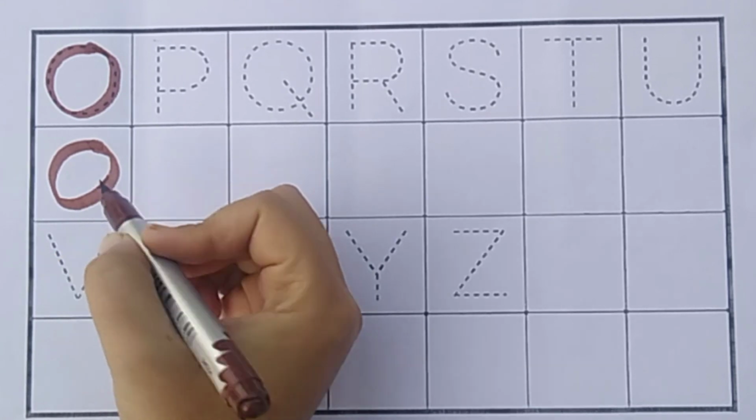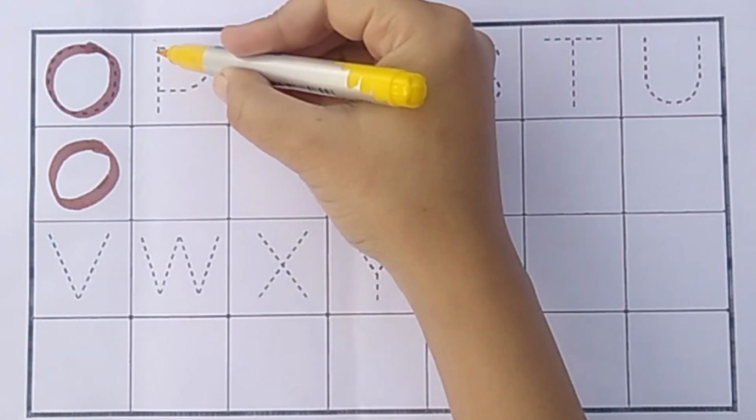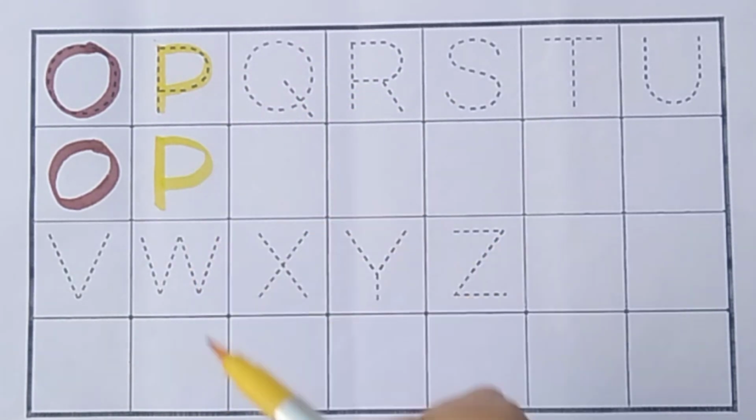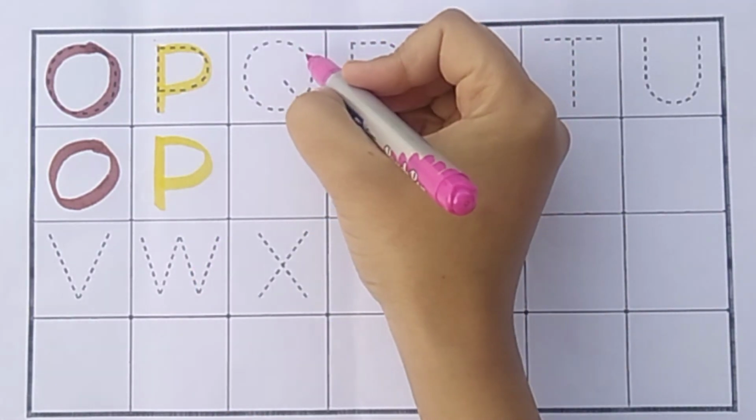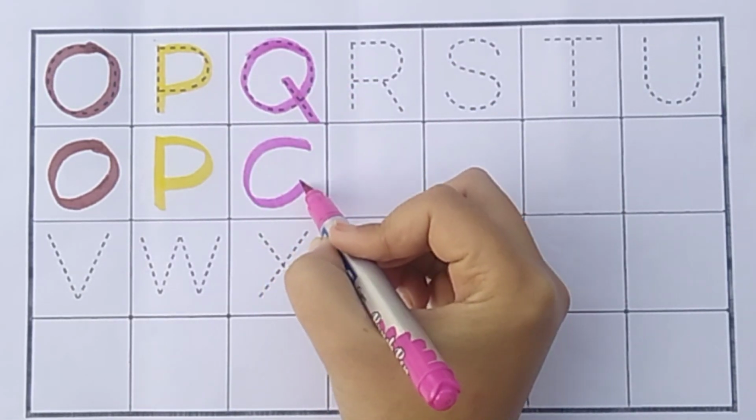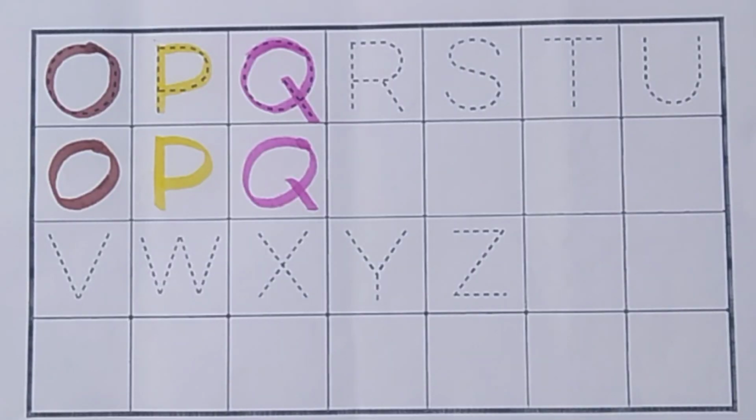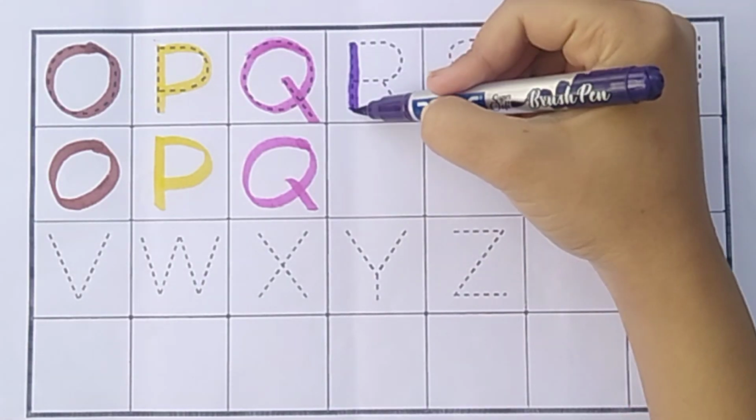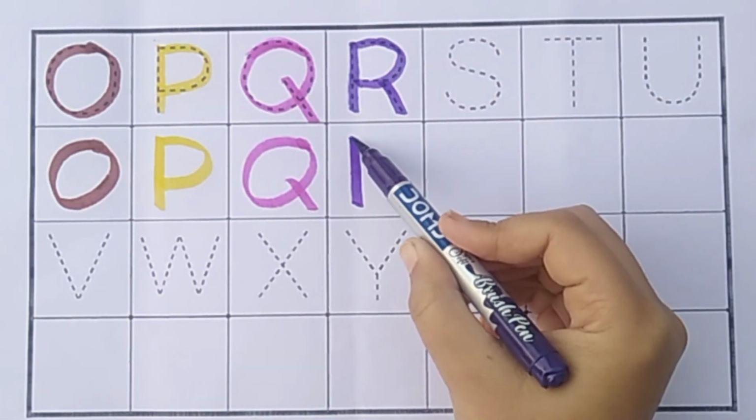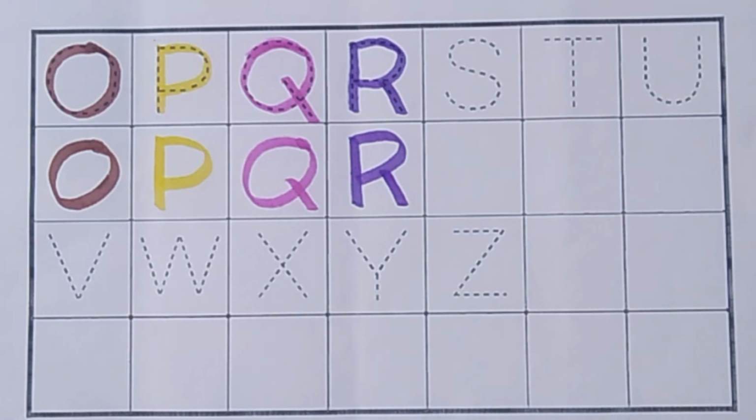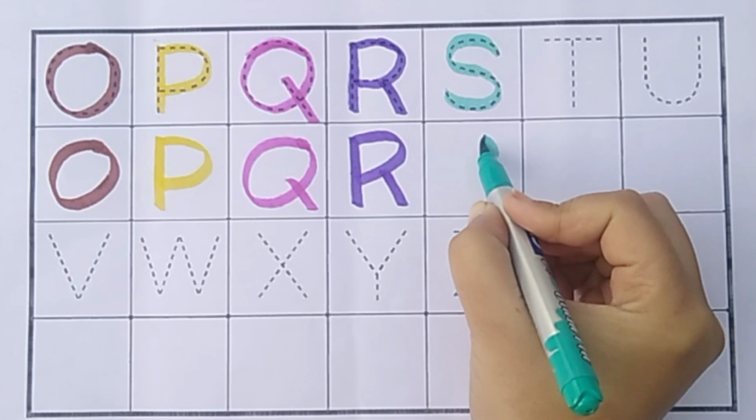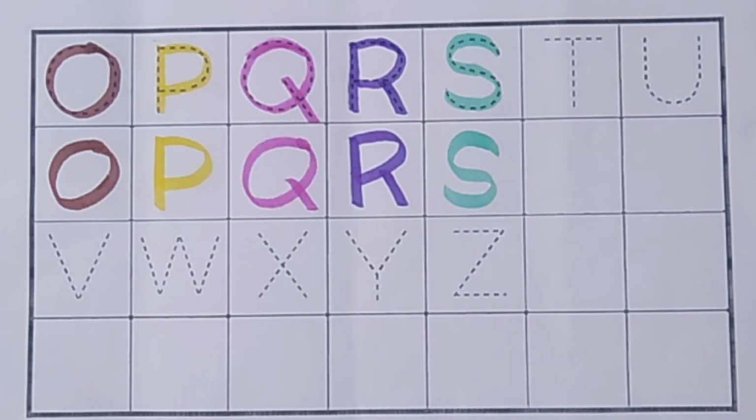Wow. O. O for orange. P. P for parrot. Q. Q for queen. R. R for rose. S. S for sun.